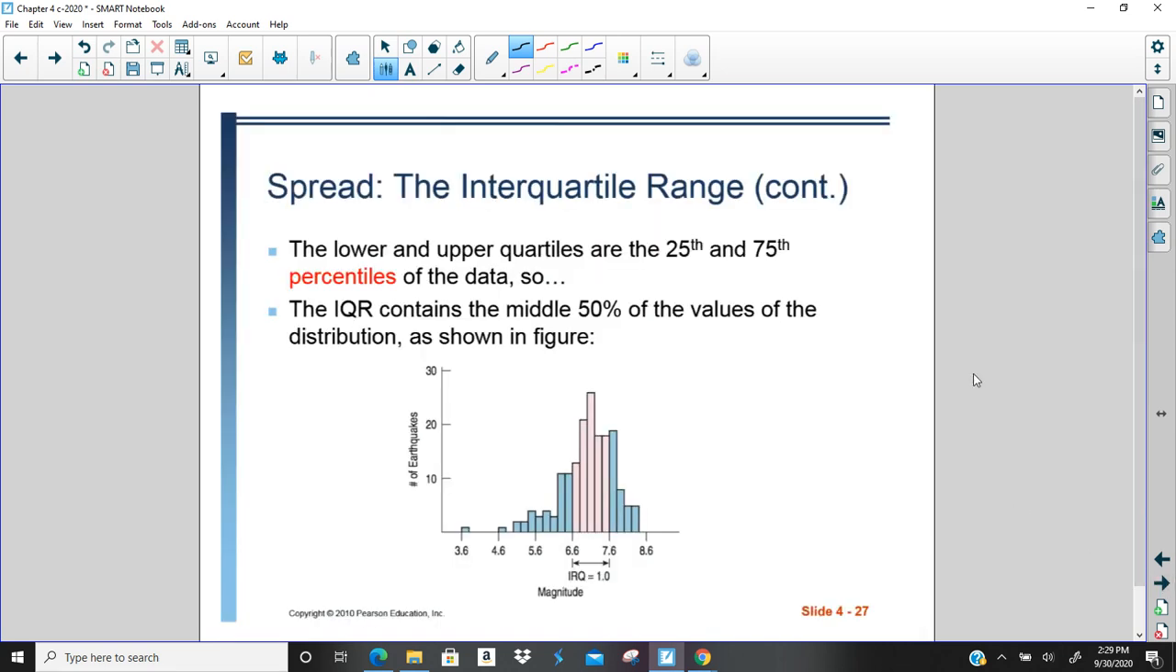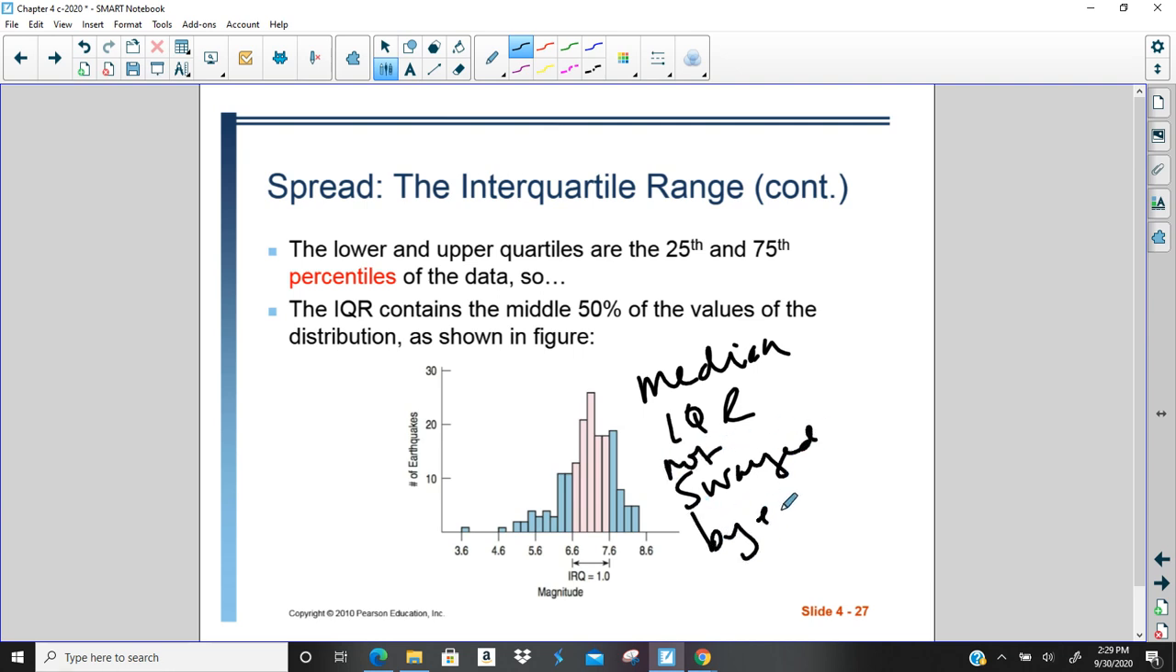All right, so to go back to what we were doing yesterday, we had just talked about the interquartile range. We talked about it being the middle 50%. It's going to be between the 25th and the 75th percentiles. That's going to be our IQR, and it's the middle 50%. Again, just like median, it is not going to be swayed by extreme numbers.